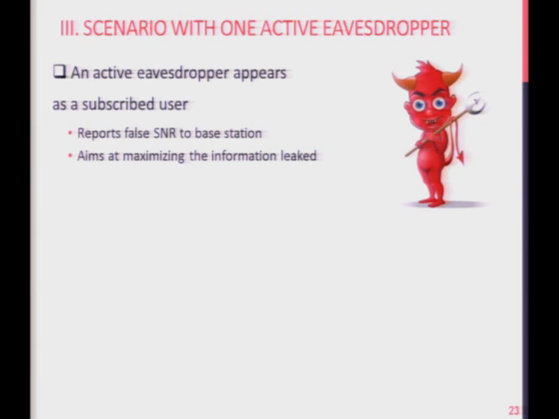And now these adversaries are willing to take some action, okay, in order to confuse the base station to make a wrong decision. So now we're looking more at the scenario where we are actually interested in what each user is reporting. So in our setting, the eavesdropper appears as a subscribed user and uses false feedback in order to confuse the base station and make a wrong decision. And the aim of this adversary is to maximize the information that will be leaked.